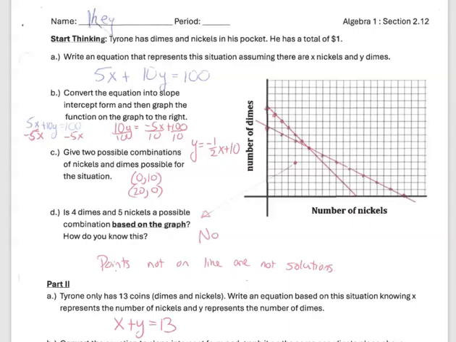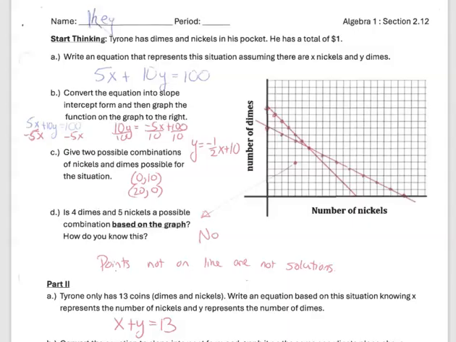The first thing that I was looking for you to do is write an equation that represents this situation, assuming that x is the number of nickels and y is the number of dimes. I know usually we would say D equals the number of dimes and N equals the number of nickels, but since I know we are going to be graphing, I wanted to use X's and Y's. Now the students in class came up with equations and we discussed whether they worked or not.